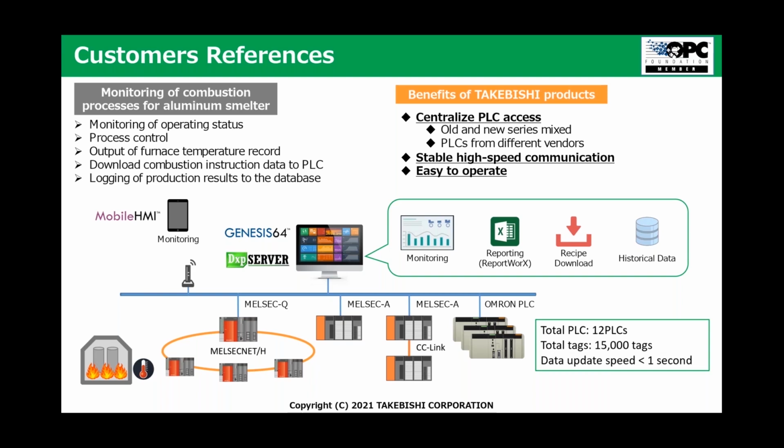So the benefits of these Takebishi products are that you have centralized PLC access. You can have a mix of all the new series, and you can use PLCs from different vendors. So flexibility is really a big benefit here. It also provides you with stable high-speed communication because we use OPC UA, and it's easy to operate because it's fully integrated into the Genesis 64 in this example.